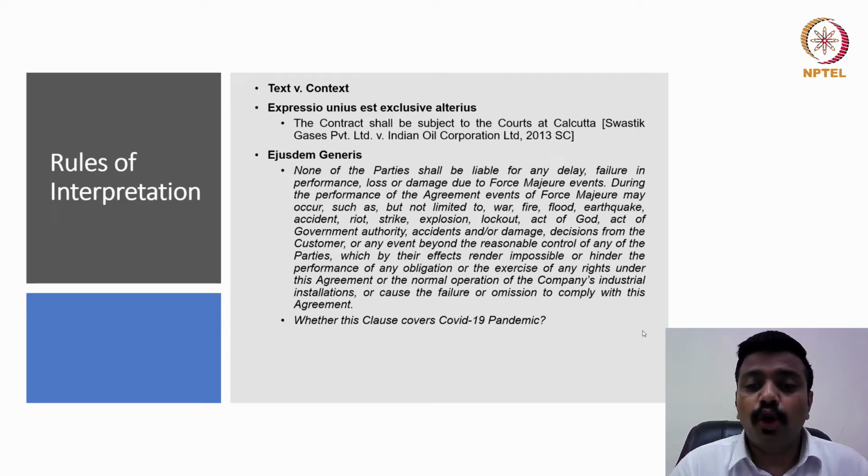If you look at it, nowhere in this particular definition, if you are to make across an instance, war, fire, flood, earthquake, accident, riot, strike, explosion, lockout, act of God or act of governmental authority, accidents or damage, decisions from the consumers, does it include anything related to diseases, epidemics, or pandemics. So, COVID-19 pandemic, in my opinion, will not be read into the term by way of ejusdem generis because it is inherently a disease. It is a flu. So, the term disease not being in the force majeure clause, the COVID-19 pandemic cannot be read into the contract by means of ejusdem generis. Although it is something that is beyond the control of the parties, given that it has not been included as a force majeure event, it cannot be read in as such.